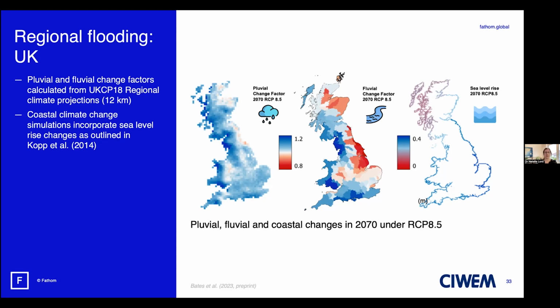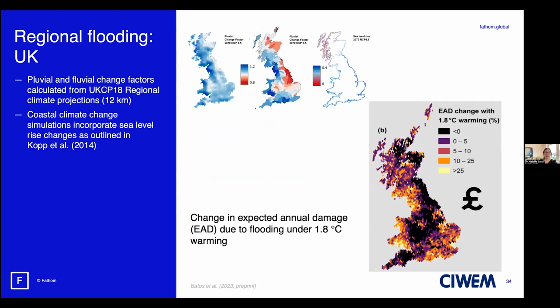So one of the key uses of future flood hazard data is to assess how losses might change in the future due to changes in flooding. And as can be seen by the map in the bottom right-hand side of the slide, changes in expected annual damage in the UK due to a warming of 1.8 degrees C show significant spatial variation. So you can see evidence of some of the footprints from the different flood perils that are shown in the top plots in this map.